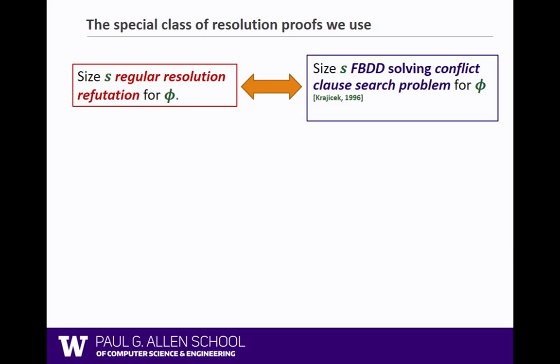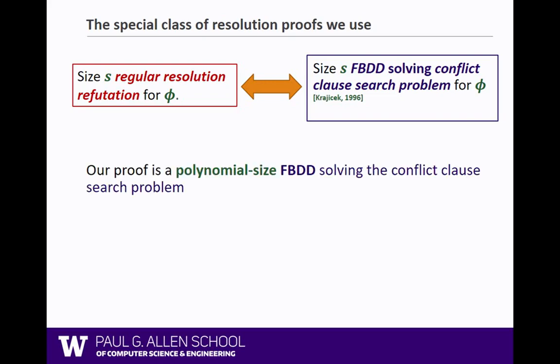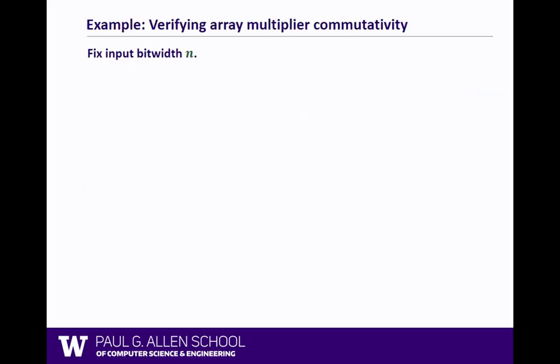So if we're given a size S FBDD that solves the conflict clause search problem for our formula, that's isomorphic to a size S regular resolution refutation for the same formula. And so the proofs that we present are going to be in the format of a polynomial size FBDD that solves this conflict clause search problem for our formula. Okay, so let's see an example of what our proofs look like for the case of multiplier commutativity. So let's make our instance.